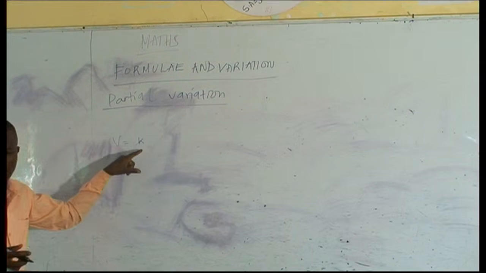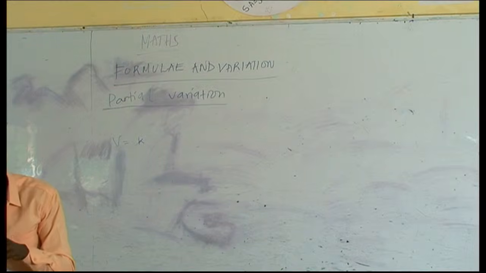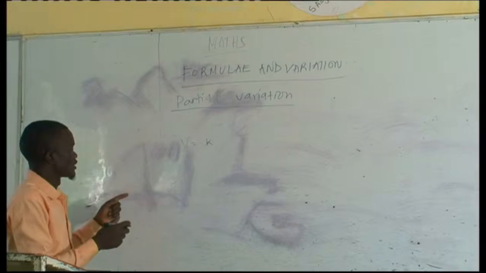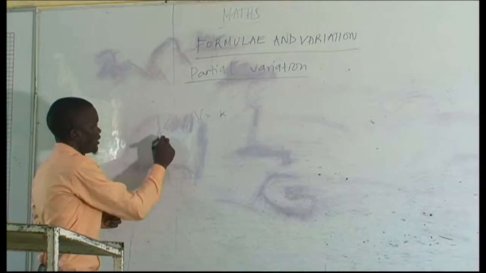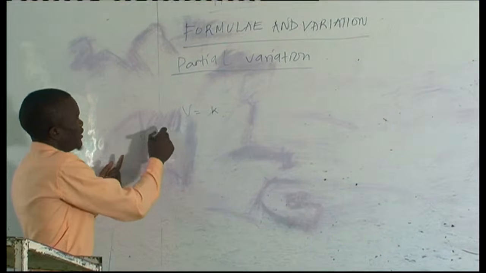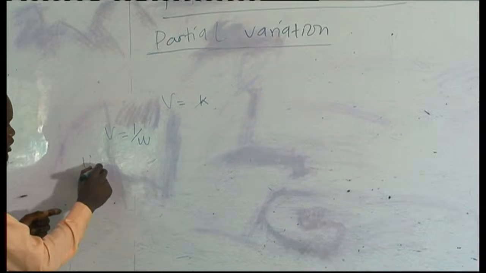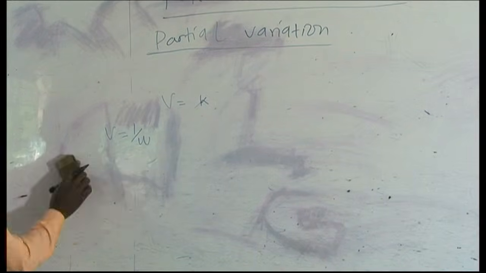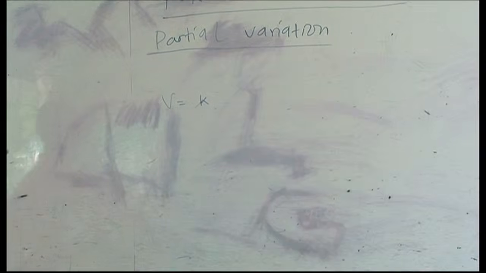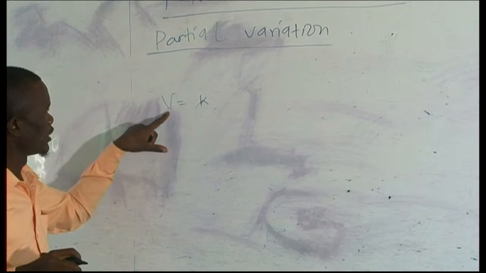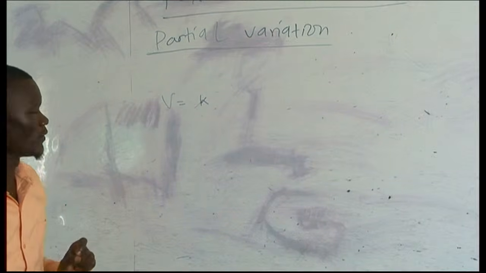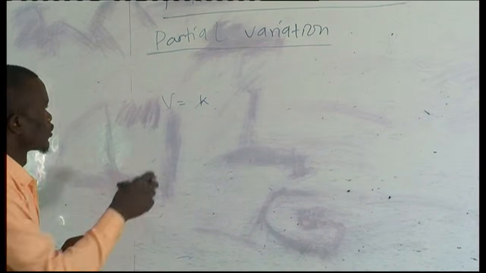It is partly constant and partly varies inversely. Something which is inverse, we can say that V is equal to 1 over W, the reciprocal. If you say V is equal to W, this one is directly. But inversely, we get the reciprocal of that particular variable. So quantity V is partly constant and partly varies inversely as the square of W.